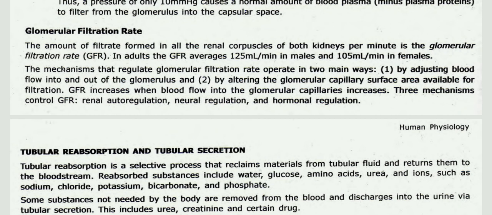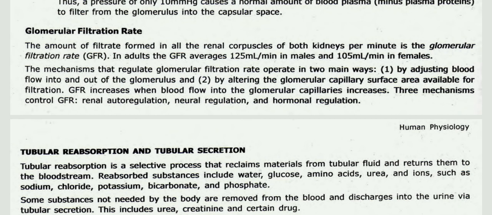GFR. In adults, the GFR averages 125 ml per minute in males and 105 ml per minute in females. The mechanism that regulates glomerular filtration rate operates in two main ways: by adjusting blood flow into and out of the glomerular apparatus like the glomerulus, and by altering the glomerular capillary surface area available for filtration. GFR increases when blood flow into the glomerular capillaries increases.